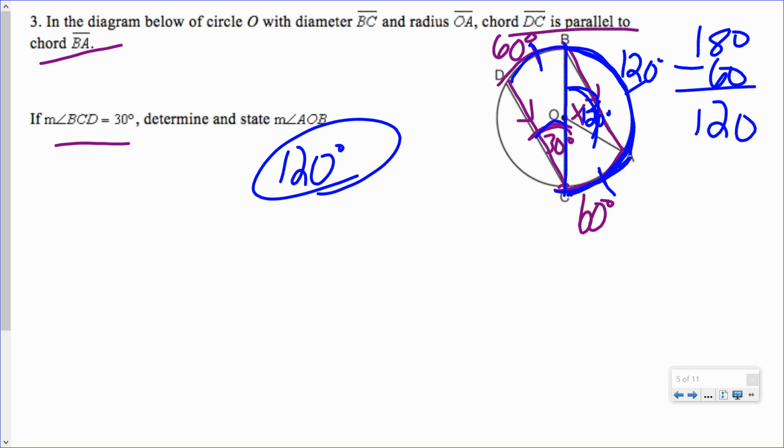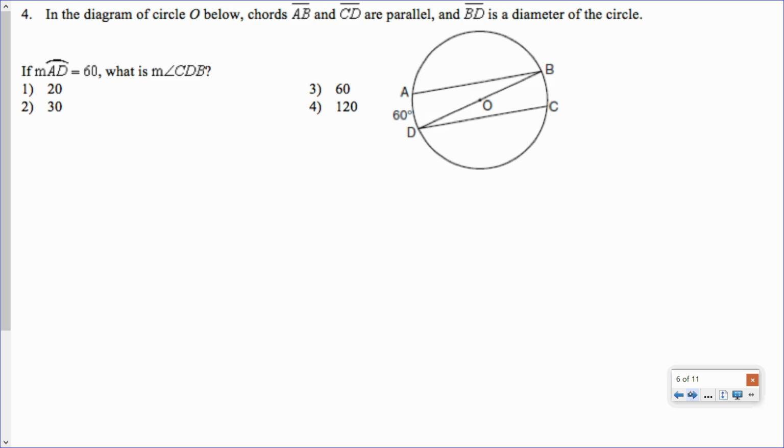You could have gone a little bit backwards here. Once you had this was 60, you could have filled in this was 60, and then used the linear pair here. So you had options, but basically you're going to find these questions incorporate different rules that we've done, not just one.